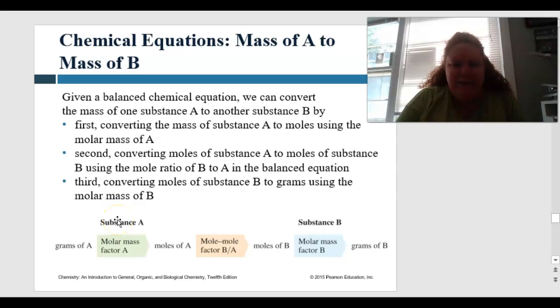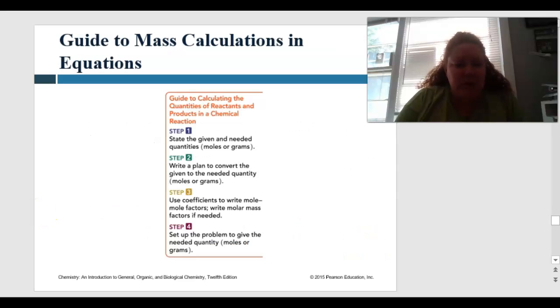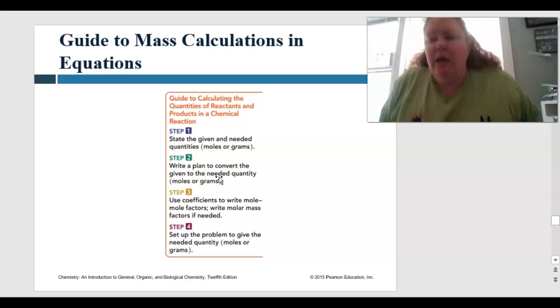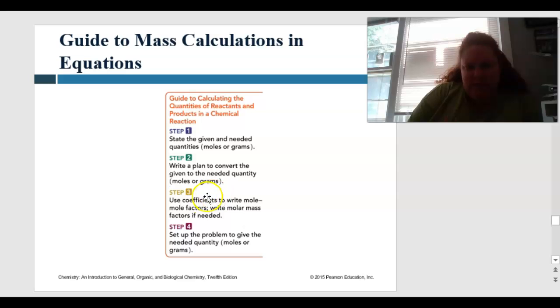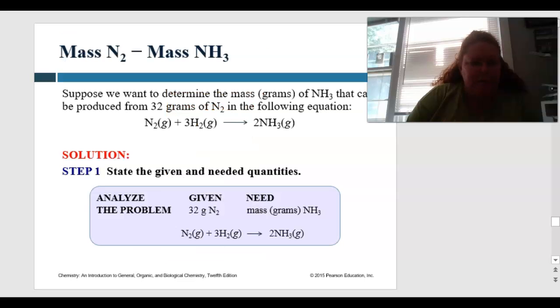So here is a nice little setup. For substance A, the grams of A, the molar mass factor of A, the moles of A, and then the mole-to-mole factor of B to A. And then that would give you the moles of B, the molar mass factor of B, and that would end up giving you the grams of B. So your handy dandy little guide is step 1, state the given and needed quantities in either moles or grams, and then write a plan to convert these to the needed quantities. Step 3, use the coefficients to write the mole-to-mole factors, and then write the molar mass factors if needed. And then step 4, use the setup to give the needed quantity in moles or grams.